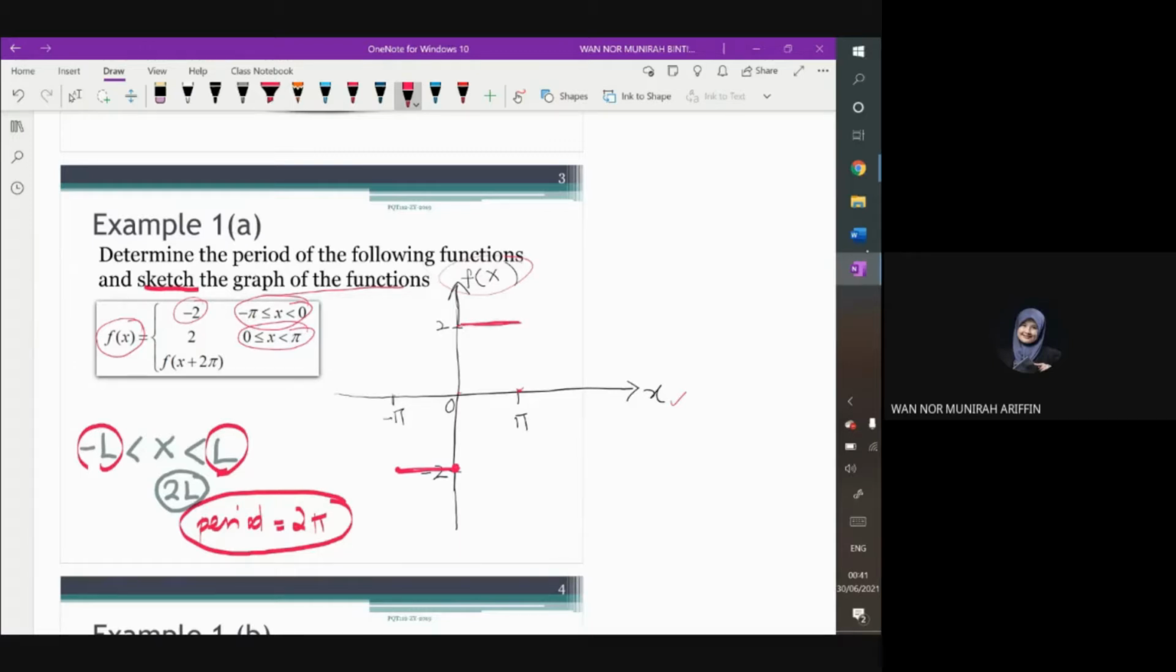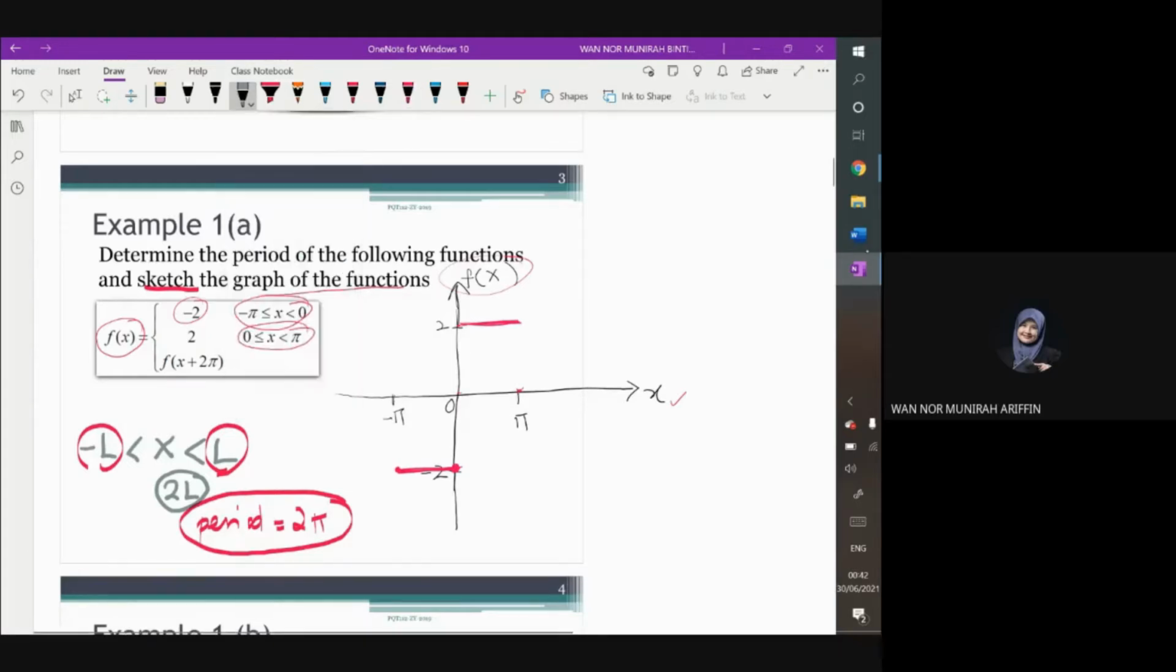Okay, so this is your function. This is the function, only one single function. But if you try to extend this function with the same shape, the same pattern, the same waveform, it is called a periodic function because you have a repeated waveform. So I want to extend this function.